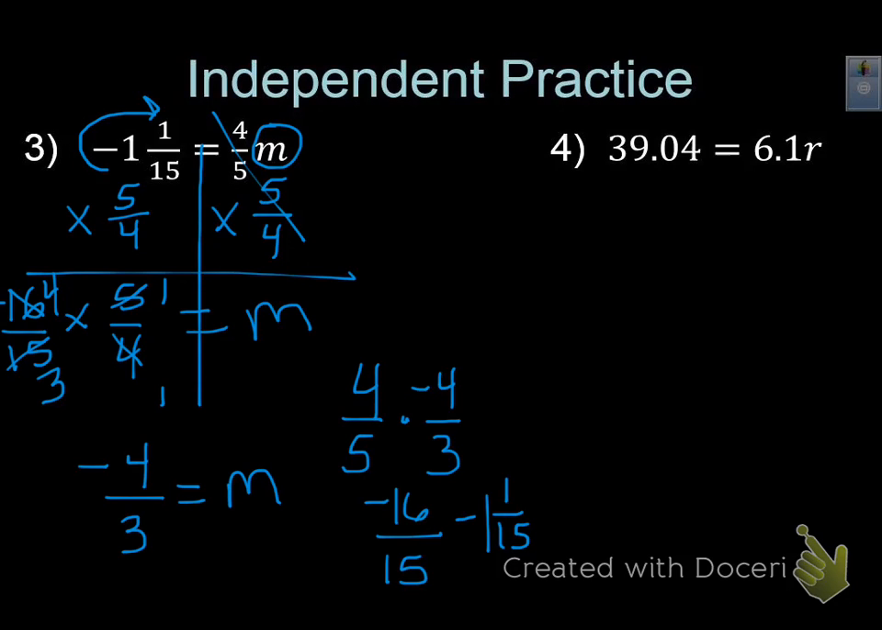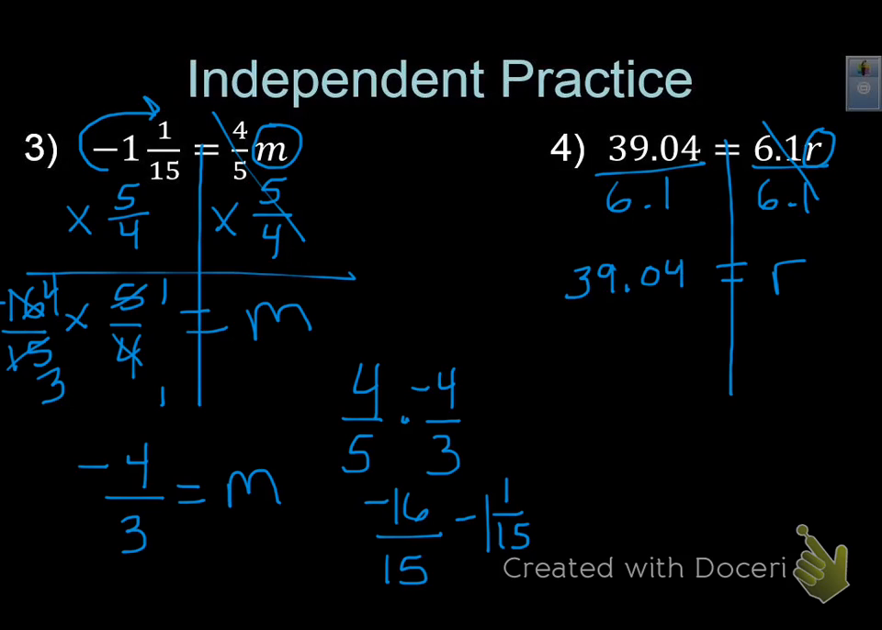On the right-hand side, I'm trying to isolate my variable. I see 6.1 times r, so I'm going to divide by 6.1 on both sides. On the right side, those simplify to 1, so I have plain r left over. And now I need to divide decimals on my left-hand side. 39.04 divided by 6.1.